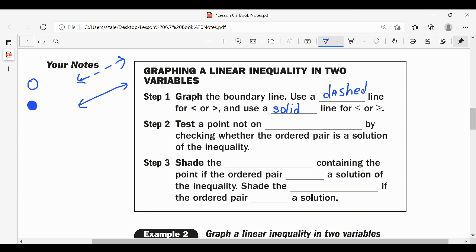So if you're ever not sure which way to shade, you can always test a point on the boundary line to see if it is a solution to the inequality. You're also going to shade the half plane containing the point if the ordered pair is a solution, and shade the other half plane if the ordered pair is not a solution.